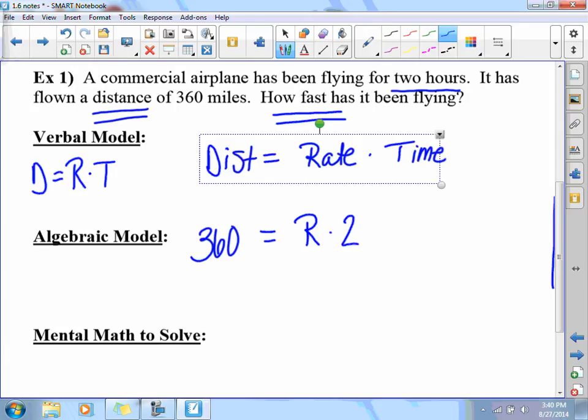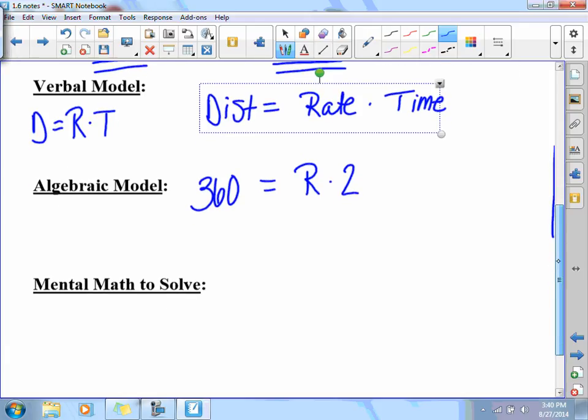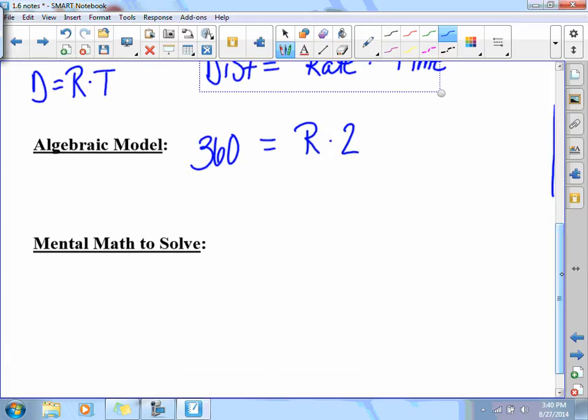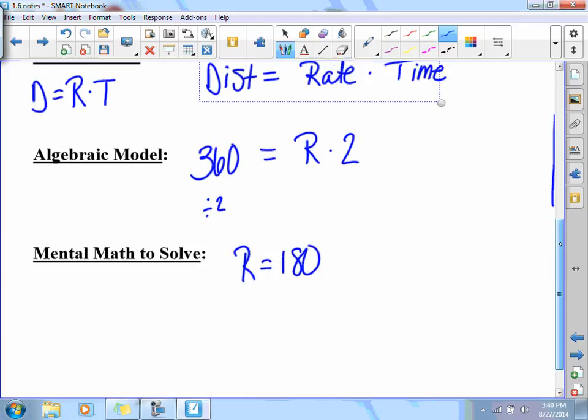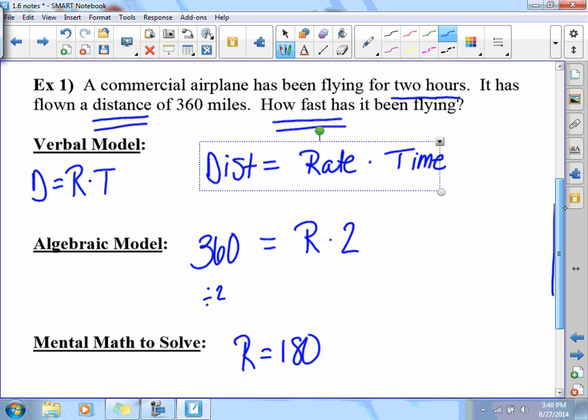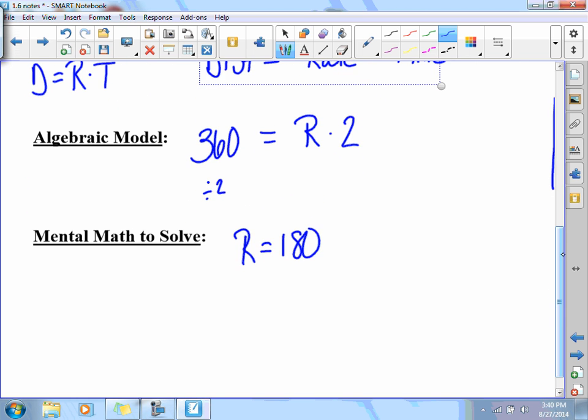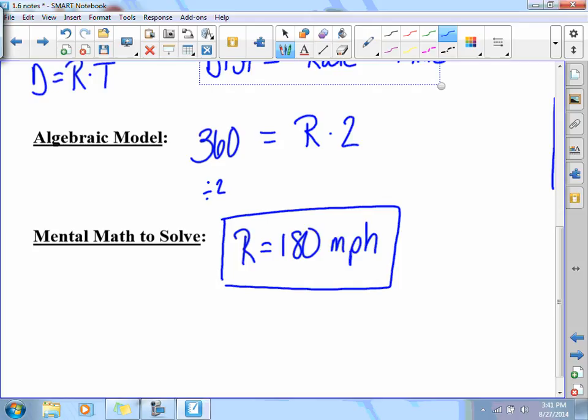And now I can solve this. I can say, okay, what times 2 is 360? Or I could take 360 and divide it by 2, and I will get a rate of 180. And the plane has gone 360 miles in 2 hours, so our rate is going to be miles per hour. So if we wanted to say that in a sentence, we would say the airplane is flying 180 miles per hour.